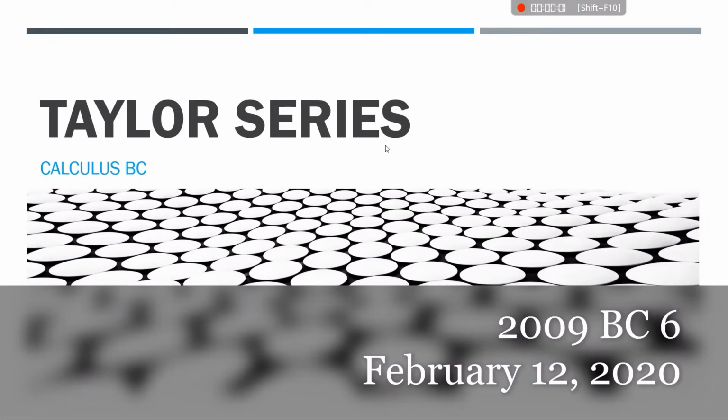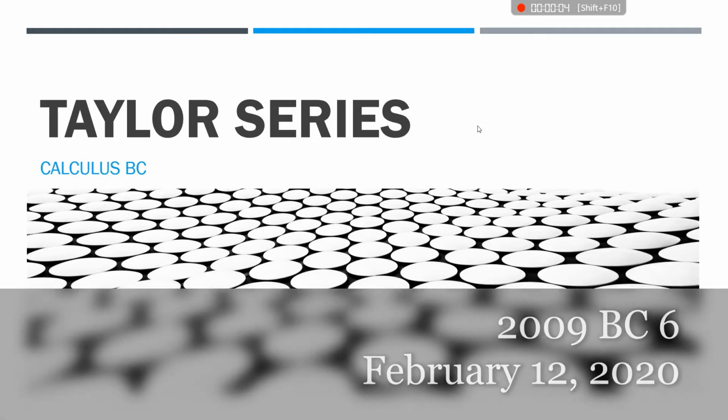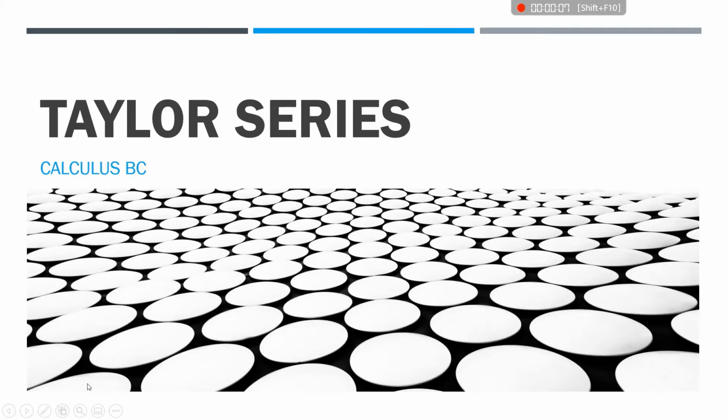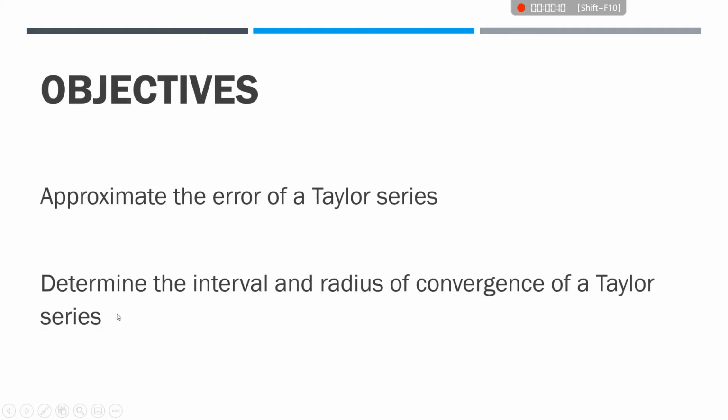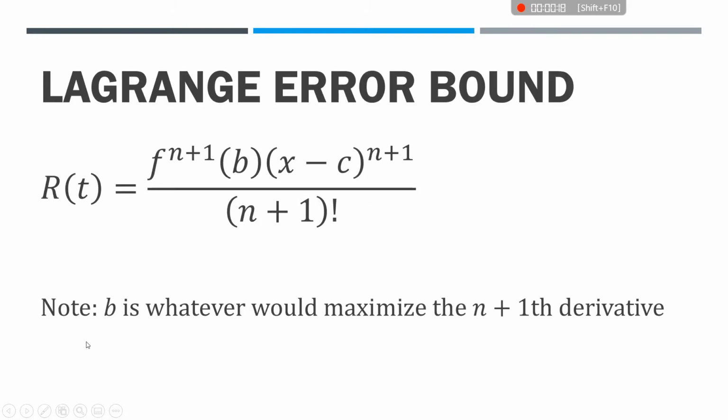So we're going to keep going with more Taylor series FRQs. Hoping to take another look at Lagrange error bound, and then we'll go through another free response question with radius and interval of convergence. So the only thing I want to do is take a look at this formula again and point out what's happening to this b.